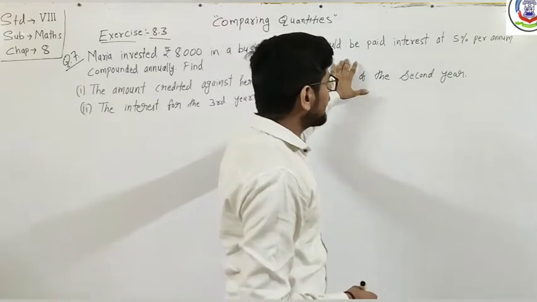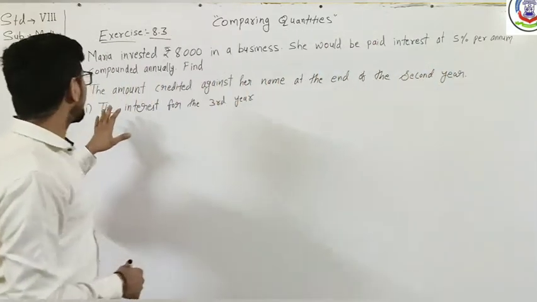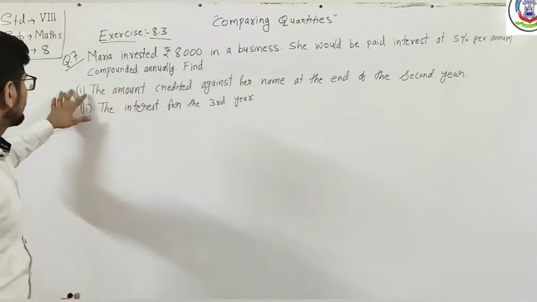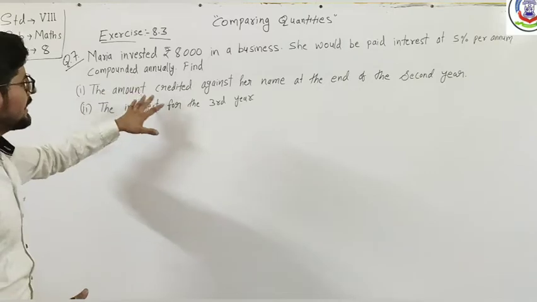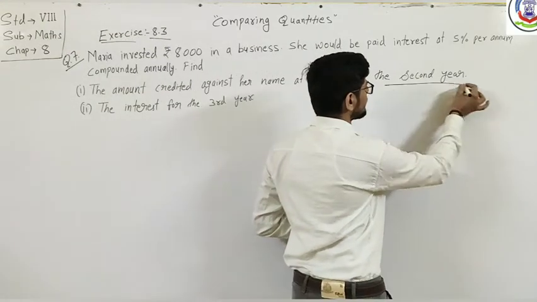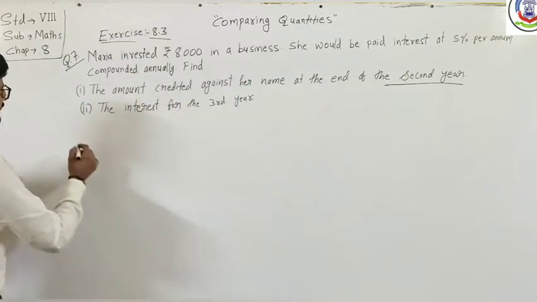So our question number 7 is, Maria invested rupees 8,000 in a business. She would be paid interest at 5% per annum, which is compounded annually. So we have to find, first part is the amount credited against her name at the end of second year. We have to find the amount at the end of second year. First we find that.